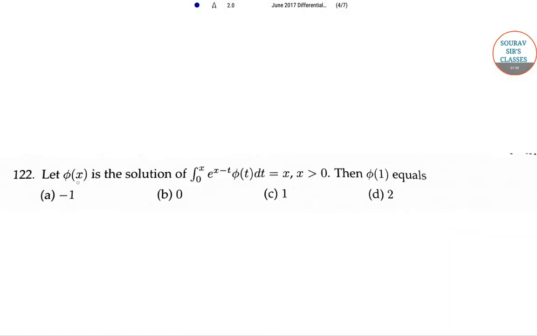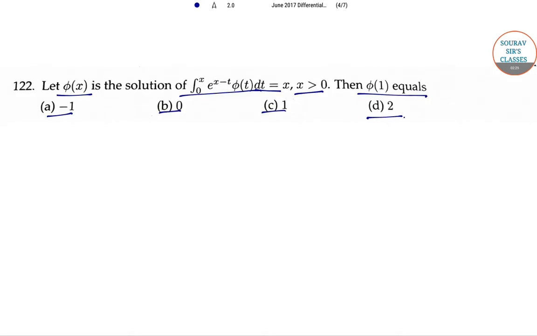The next question is, let φ(x) be the solution of the integral ∫ from 0 to x of e^(x−t) φ(t) dt = x, where x > 0. Then φ(1) equals option A −1, option B 0, option C 1, and option D 2.